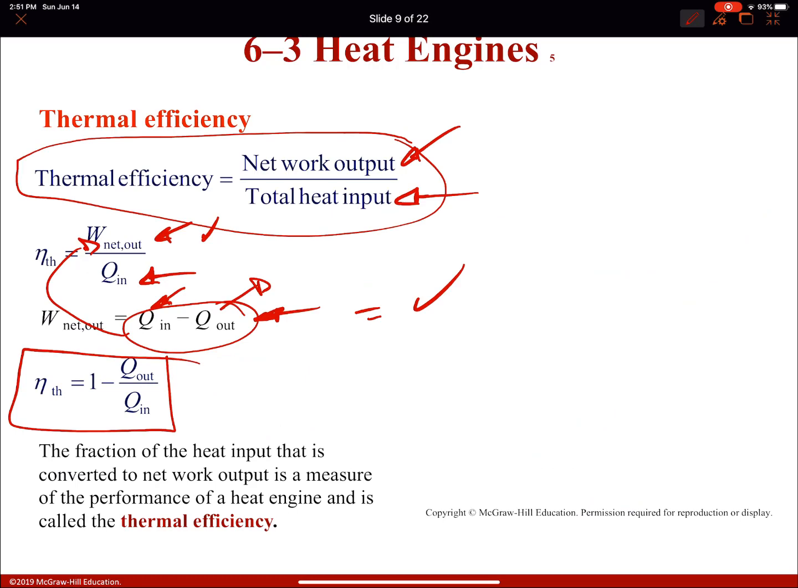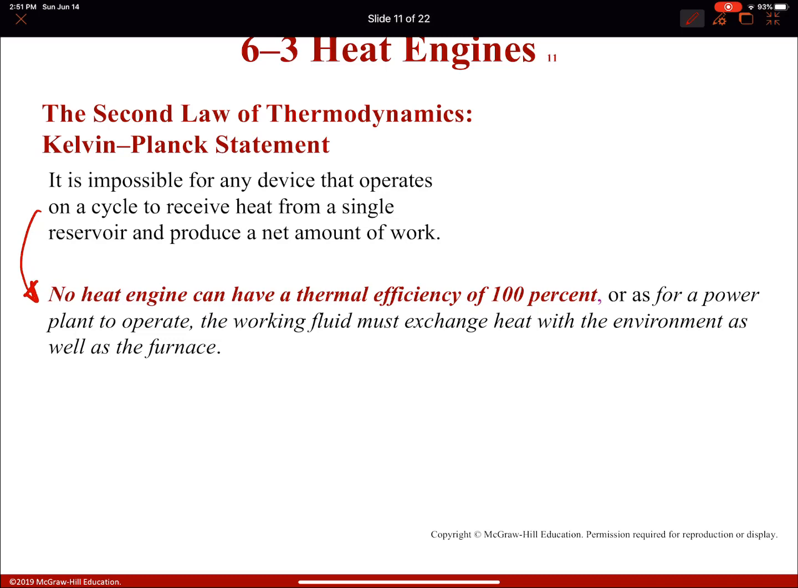So let's just read it again. It is impossible for any device that operates on a cycle to receive heat from a single reservoir and produce all of that into work. You will always have QL coming out of your system. Remember that. Okay? And this is very important. Now, there's no heat engine that can have a thermal efficiency of 100%. And always remember that, because this is very important. All right, so that was the first statement of the second law.